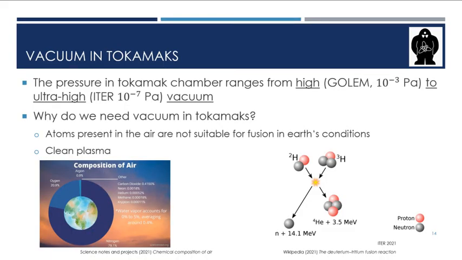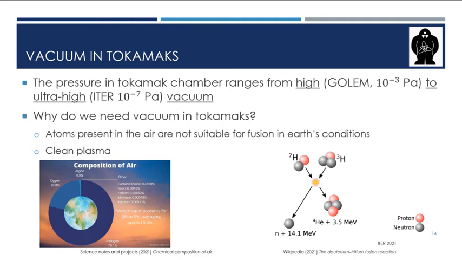In tokamaks in general, the pressure ranges from 10 to minus 3 pascals, that is high vacuum, for example in tokamak GOLEM, to 10 to minus 7 pascals, which is considered to be ultra-high vacuum. That can be found for example at tokamak ITER, which is being built in France. Now let us ask, why do we even need vacuum in tokamaks?